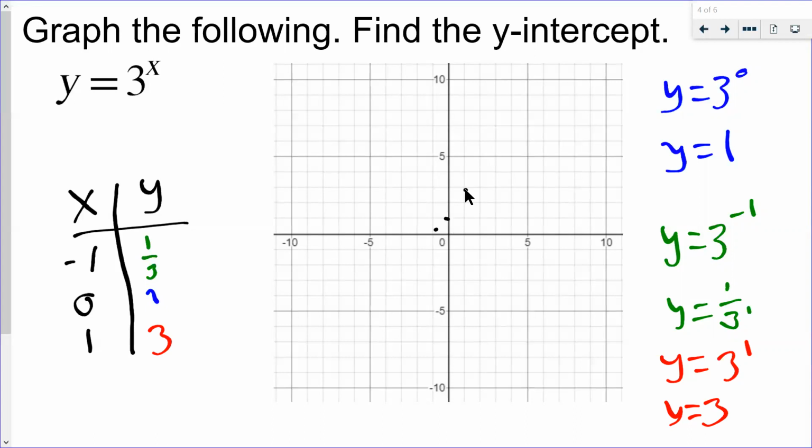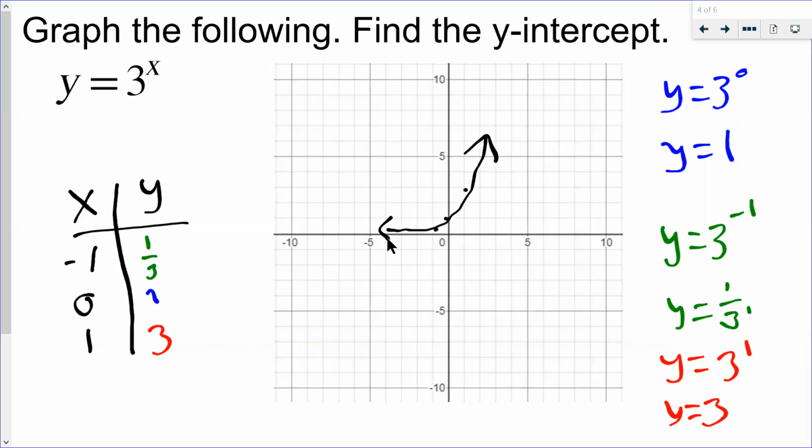Now, it kind of looks like a straight line, but not really, because as you can see here, it's starting to create a curve. And one thing I want you to emphasize is that the graphs we're going to graph right now do not go below the x-axis. So your graph should never go below the x-axis. We should have arrows on both ends. Right there. So this is y equals 3 to the power of x.